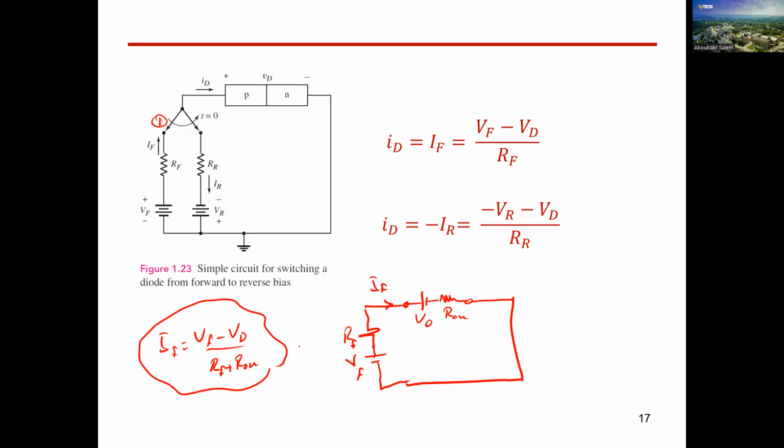In case of reverse biasing, what will happen is we will connect at t equals 0, so the switch will move here. So this means, firstly, the current will be reversed. Secondly, the value of the current is now minus VR minus VD divided by the total resistance again. Here we neglected the resistance of our diode and consider only the external resistance. Okay, guys, so this is how we can make calculations for a diode in case of forward biasing or reverse biasing.